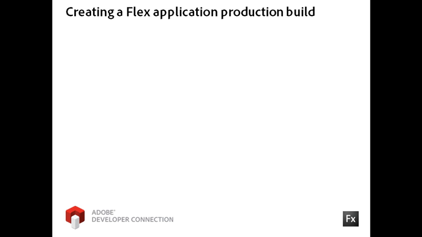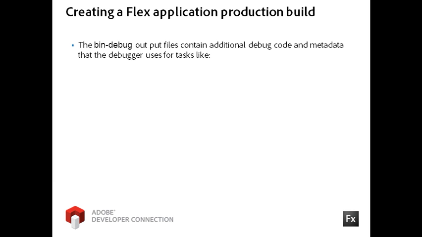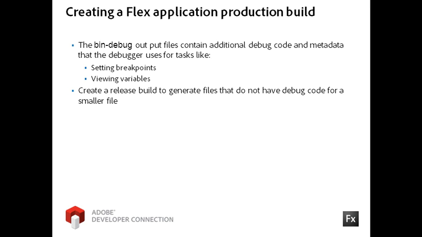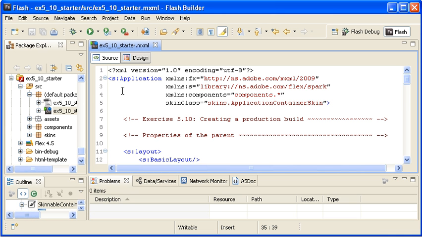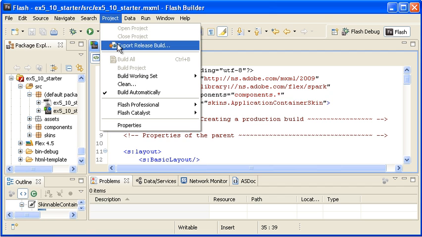The files in the bin debug directory contain additional debug code and metadata that the debugger uses for tasks like setting breakpoints and viewing variables. You should create a release build to generate a smaller file without this debug code and use it for your production site. I am creating a production build for the Employee Portal application by selecting Project, Export Release Build.